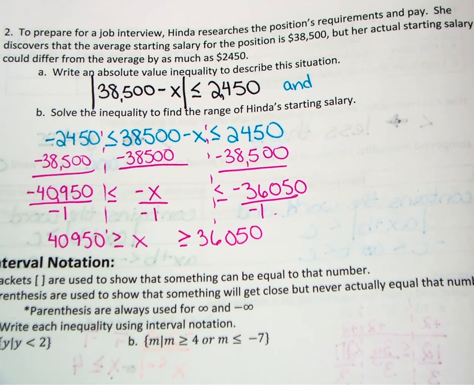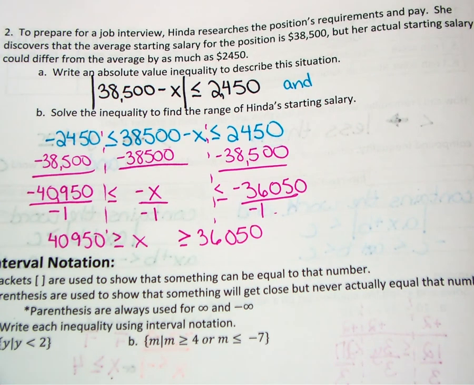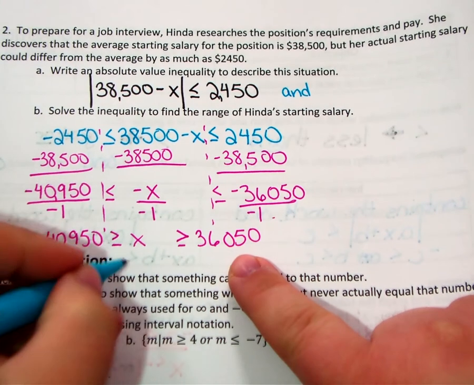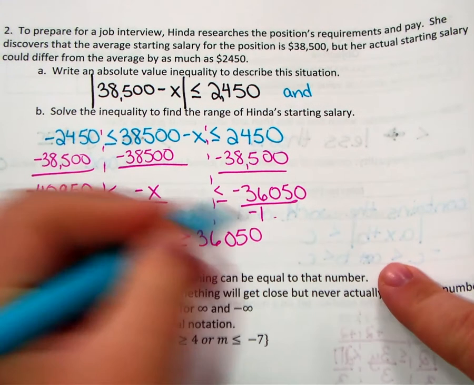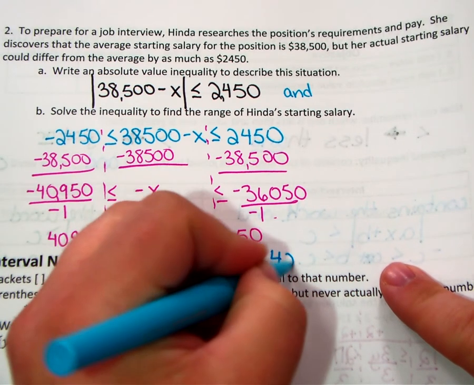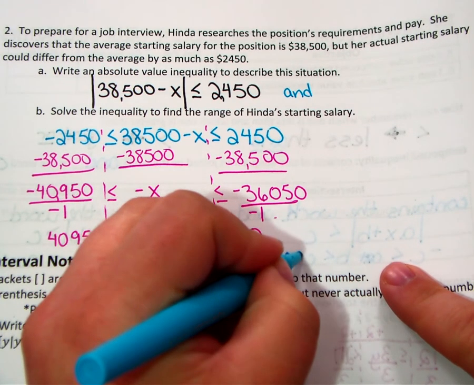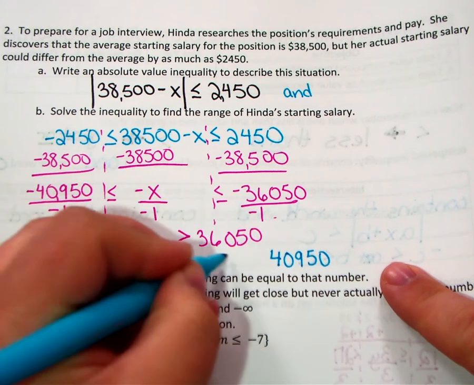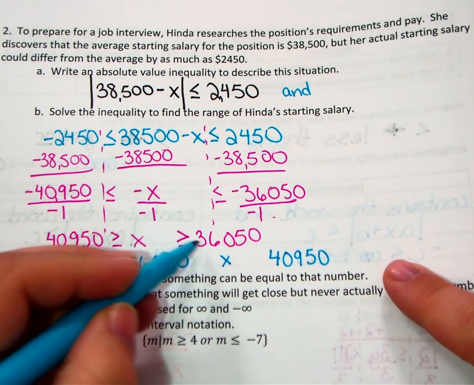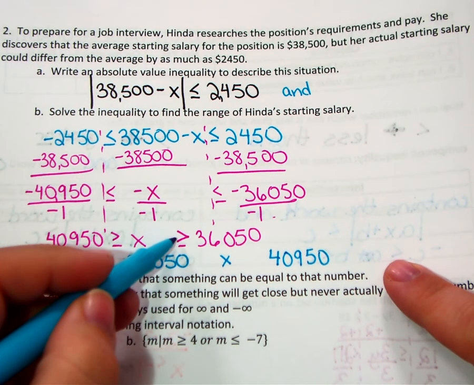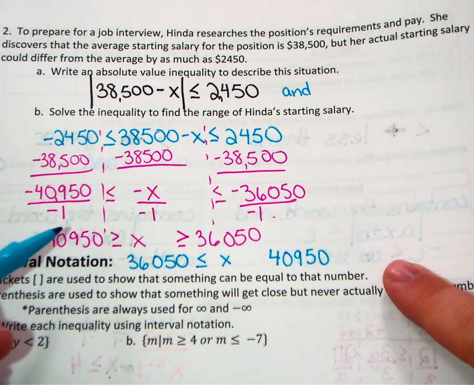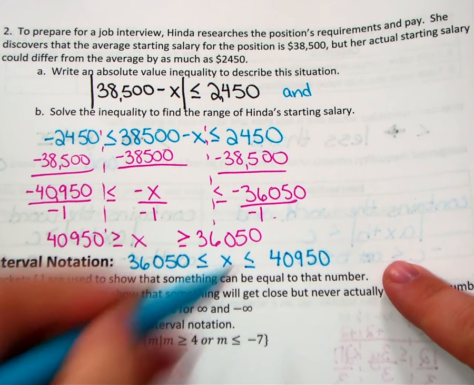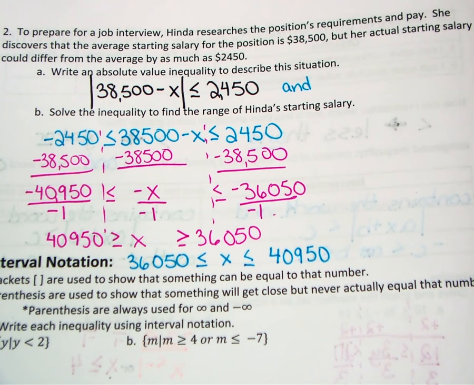Remember, with and problems, we always want to write the smallest number first, which would be $36,050, and the larger number goes last. Take a look at your inequalities. It's opening away from the 36,000, so it will continue to open away. And here it's opening towards the 40,000, so it will continue to open away as well.